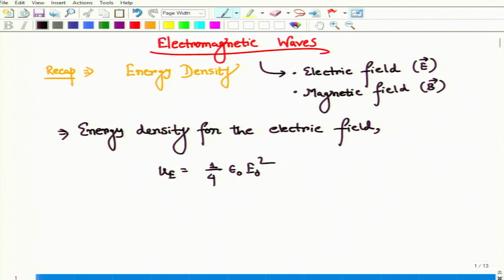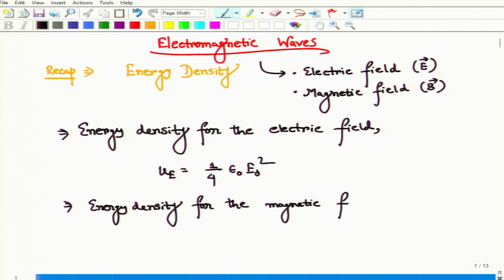Okay, and the energy density for the magnetic field, what was that? UB or UM, you can write any of them, that is also 1 by 4 mu naught B naught square, right? Yes. Okay, this is the energy density for the magnetic field.